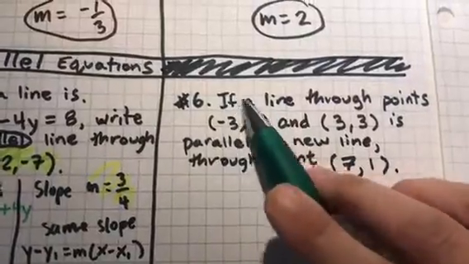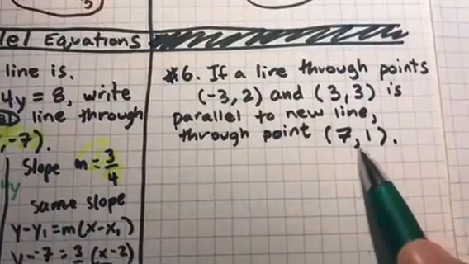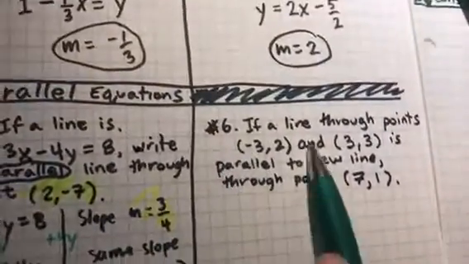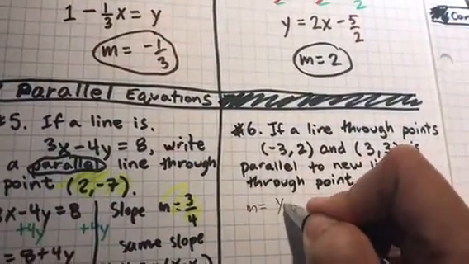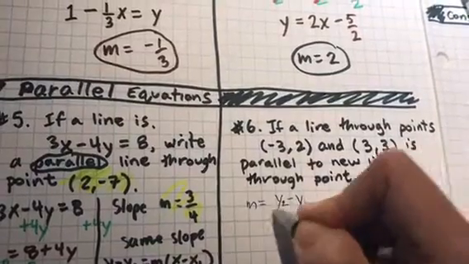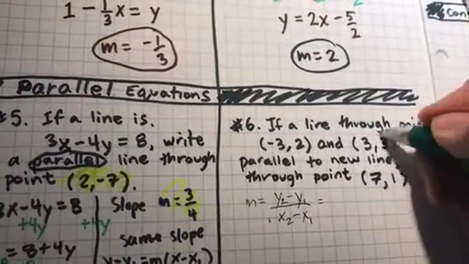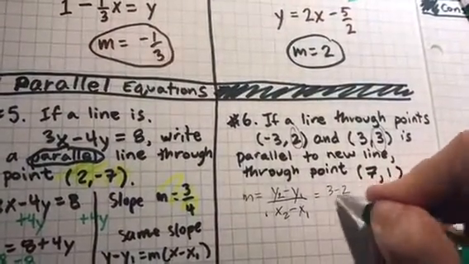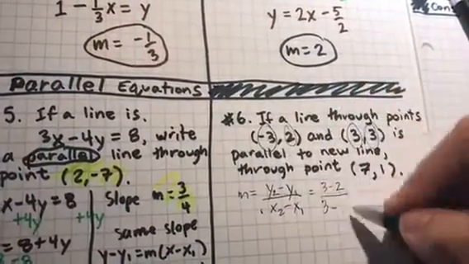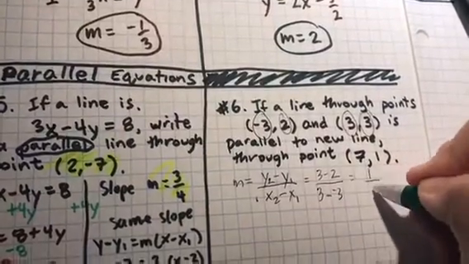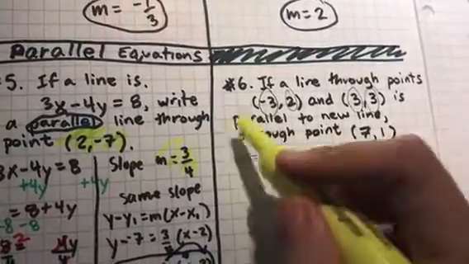Now let's look here. If a line through points this and this is parallel to a new line through point 7, 1, you can pause it, write your problem out. So now I notice I don't have an equation. I need this formula: y2 minus y1 over x2 minus x1. So I take my y values, 3 and 2, 3 minus 2, and I take my x values, 3 minus, and my other coordinate is a -3. So I get 1/6.